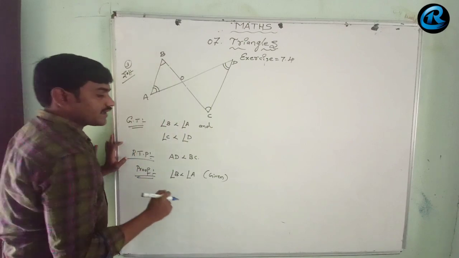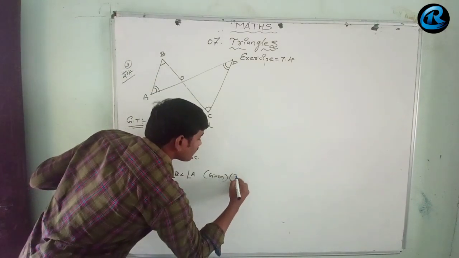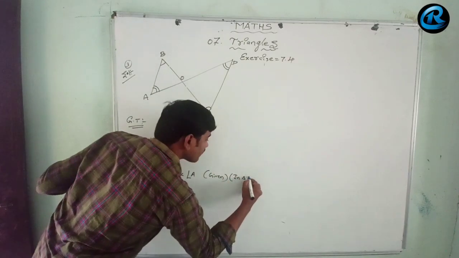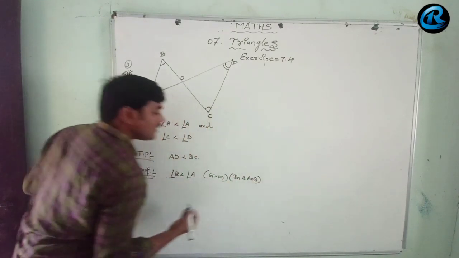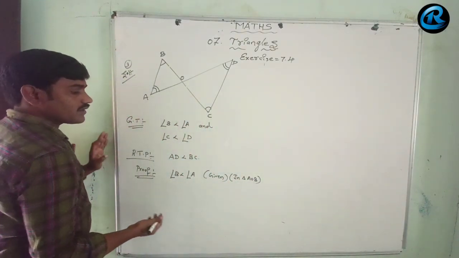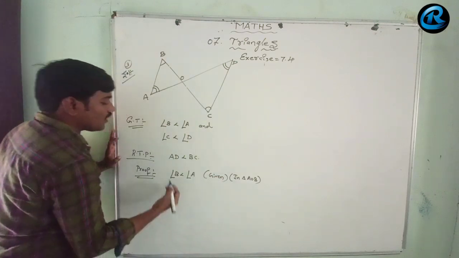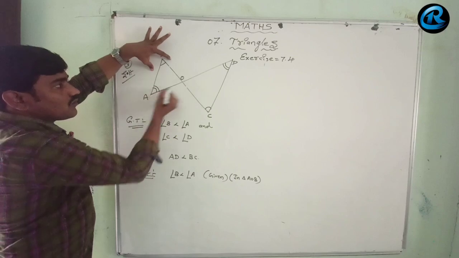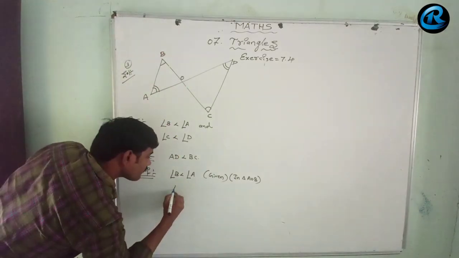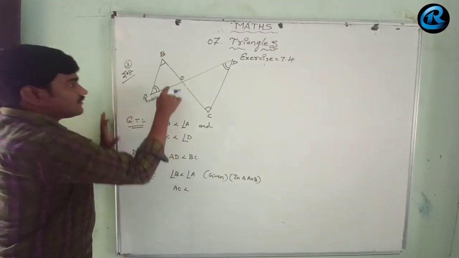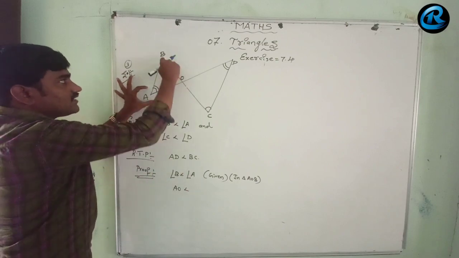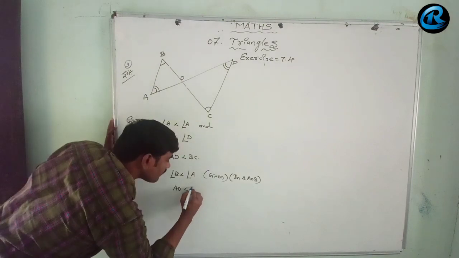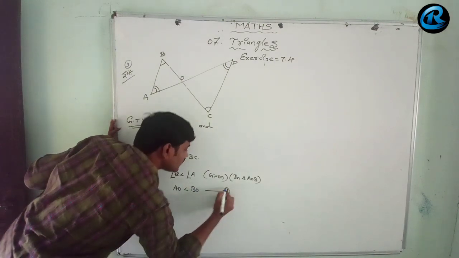In triangle AOB. Given, in triangle AOB, see angle B's opposite side. This is AO, which is less than angle A's opposite side. Only look at opposite sides. Angle A's opposite side is BO. This is equation number 1.